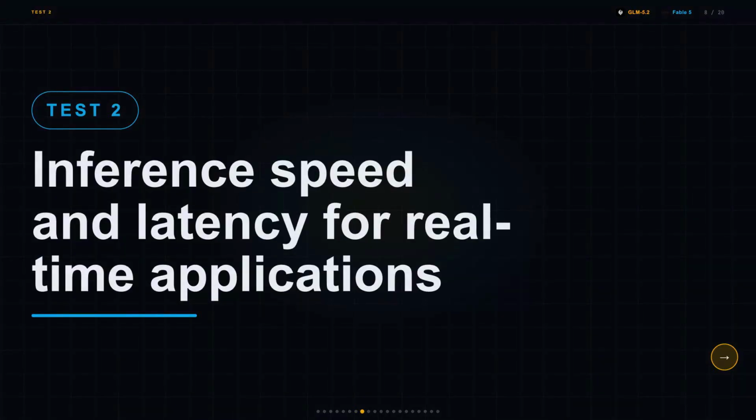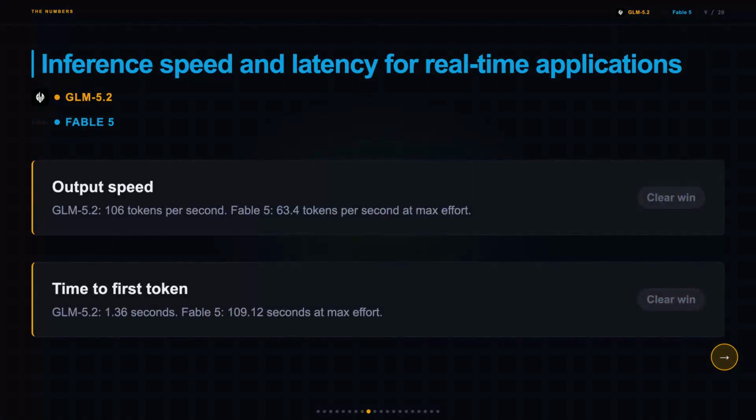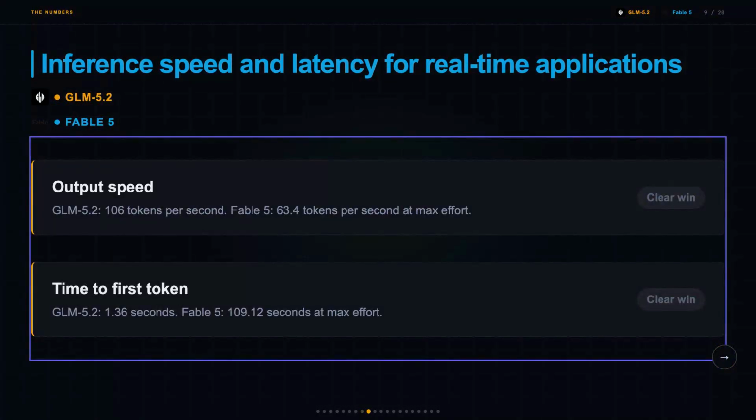Test 2, inference speed and latency. A user submits a prompt, your app just sits there, and they close the tab before anything appears. That's not hypothetical. That's what a 109-second time to first token actually feels like in a real product, and it kills retention before you even know it's happening. Okay, so the numbers here are pretty wild.